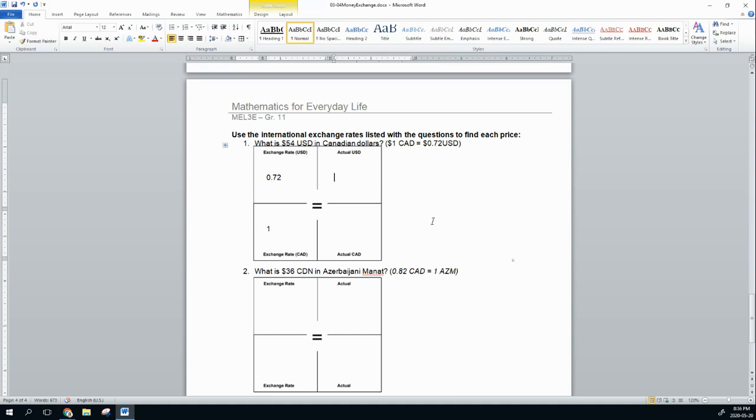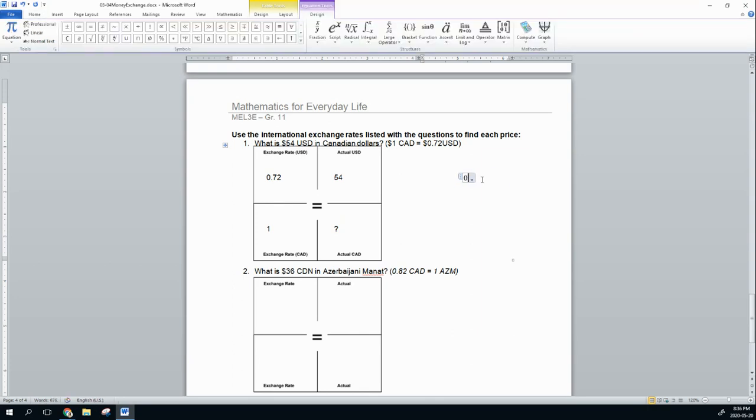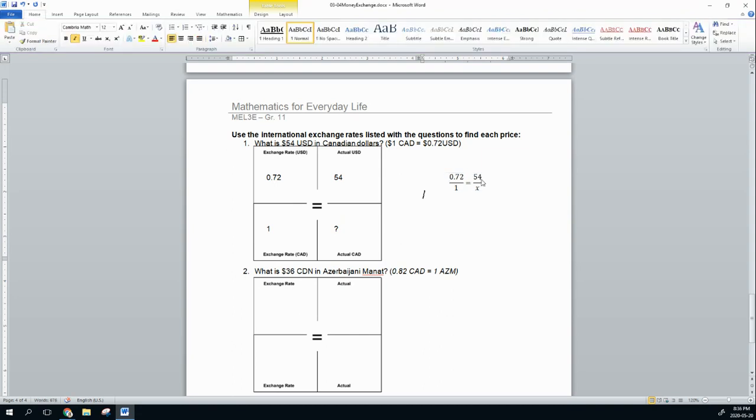Now, we don't know what the Canadian value is. So I can either give this a question mark or an X. And since the question was asking us what's 54 US dollars, I'm going to put 54 up here. Now from this square, I'm going to create two fractions, which creates my ratio. 0.72 divided by 1 is equal to 54 over x. Now we're going to cross multiply, meaning I'm taking my denominator on one side and multiplying it with the numerator on the other side.